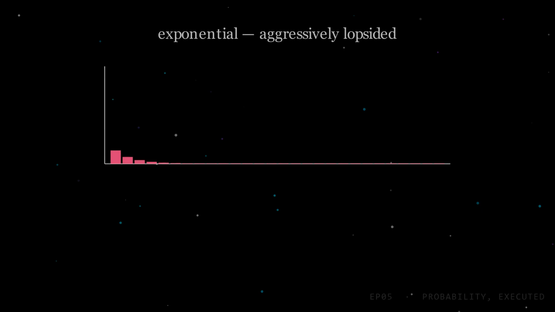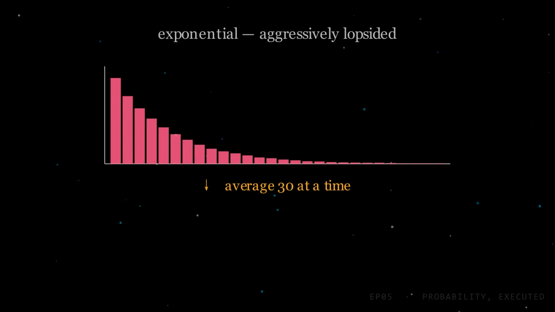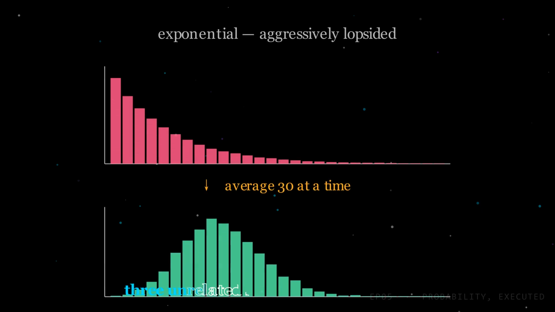Now the exponential distribution, which is aggressively lopsided, piled up at 0 with a long tail to the right. Average 30 of those, and again a bell. And finally the bimodal monster from the cold open, 2 humps, a hole in the middle. Average 30, a bell. 3 completely unrelated starting shapes, 1 destination.